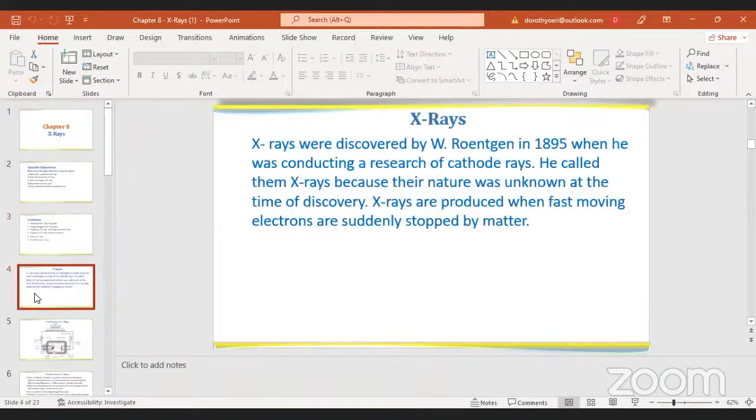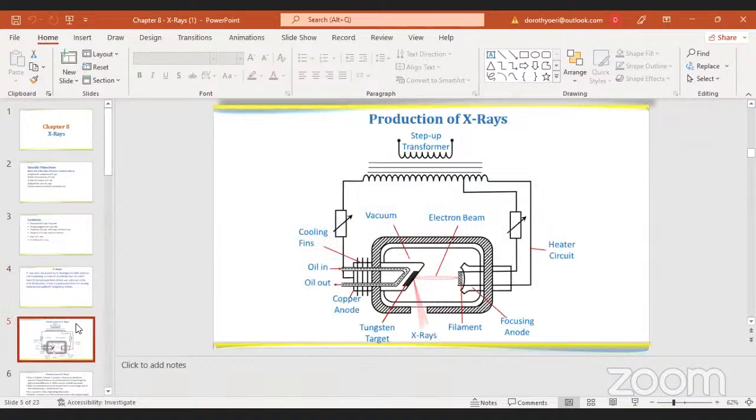And then I went ahead to show X-rays were discovered by that person there, the year, that is the history of X-rays, and why they were called X-rays at that particular time, and the production. So I'd gone, so we were looking at the X-ray tube. I hope we are all seeing the X-ray tube.